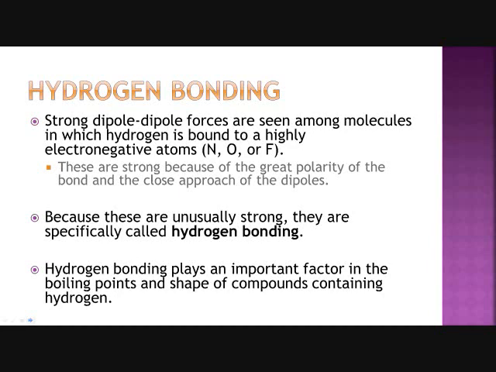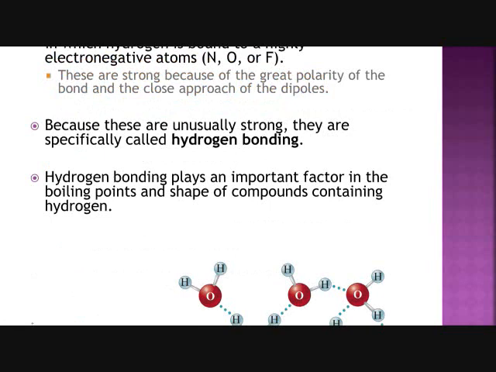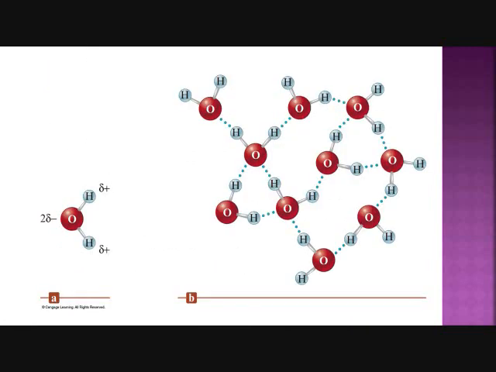So hydrogen bonding plays an important factor in the boiling points and shapes of compounds containing hydrogen. Sometimes you might have to identify what type of intermolecular force is in this molecule or compound. If it has hydrogen and it also has nitrogen, oxygen, or fluorine, it's going to be hydrogen bonding in addition to dipole-dipole interaction. Okay, so this is just a picture of water.